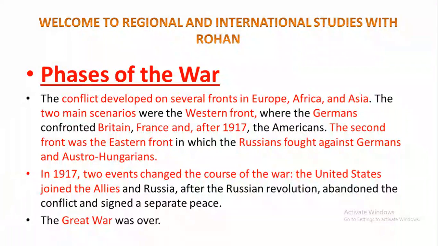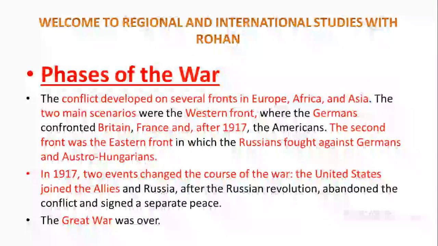Now, phases of the war. The conflict developed on several fronts in Europe, Africa and Asia. But two main scenarios were the Western Front and the Eastern Front. On the Western Front, the Germans confronted Britain, France and, after 1917, the Americans, and the second was the Eastern Front, in which the Russians fought against the Germans and Austro-Hungarians.